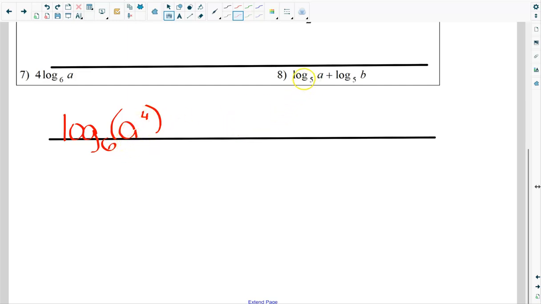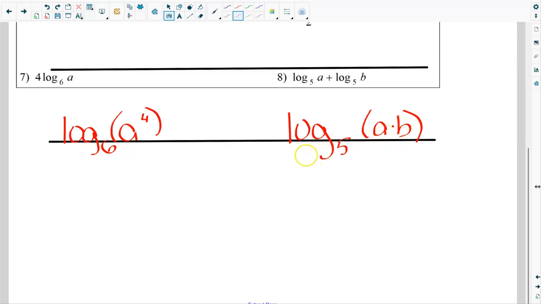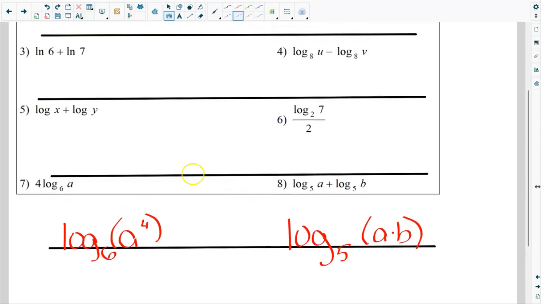Let's jump to this one. I have log base 5, a log base 5. That means I can condense them. I have log base 5 of A times B, and we're done. In this case, I can't go any further, so we leave it alone. If you can, like we did on this one, you continue simplifying, or condense as far as you can go.